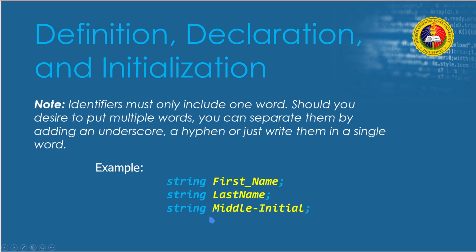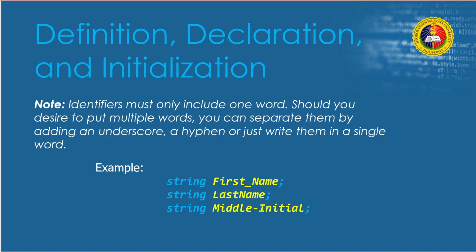And then, okay, identifiers must only include one word. Should you desire to put multiple words, you can separate them by adding an underscore, a hyphen, or just write them in a single word. Alright? So in writing an identifier, it should always be one word only. So for example, first name.